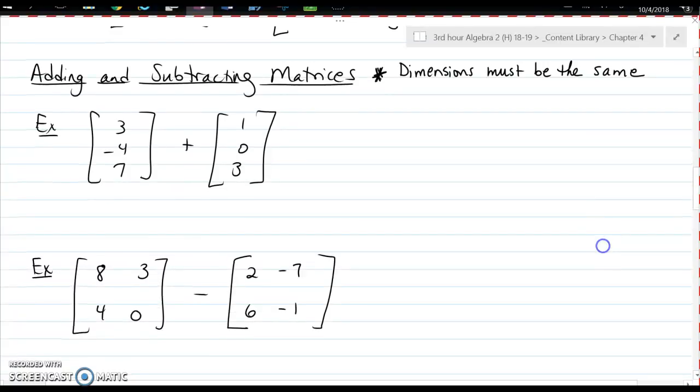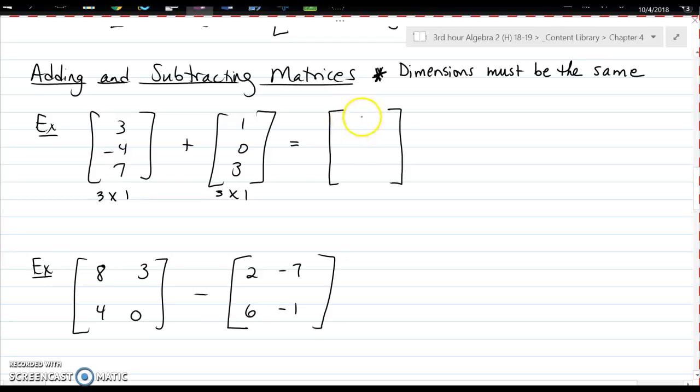Okay, so now we're going to do a little bit of matrix operations. We're going to add and subtract matrices first. In order to add and subtract matrices, the dimensions must be the same. We cannot add matrices that do not have the same dimensions. So I can add this 3 by 1 matrix with this next 3 by 1 matrix. And this is the easiest thing in the world. All we're going to do is add the corresponding entries. When we add 2 matrices together, we just add the corresponding entries.